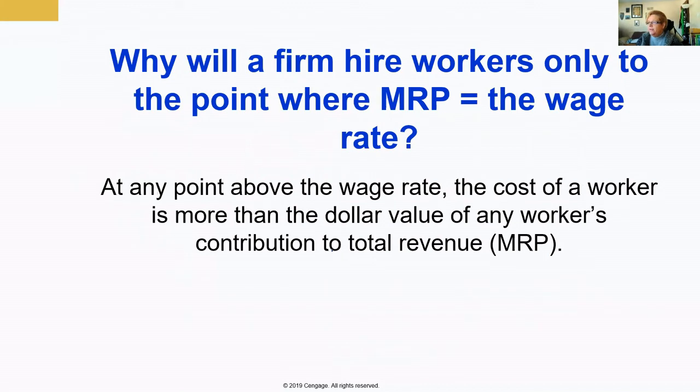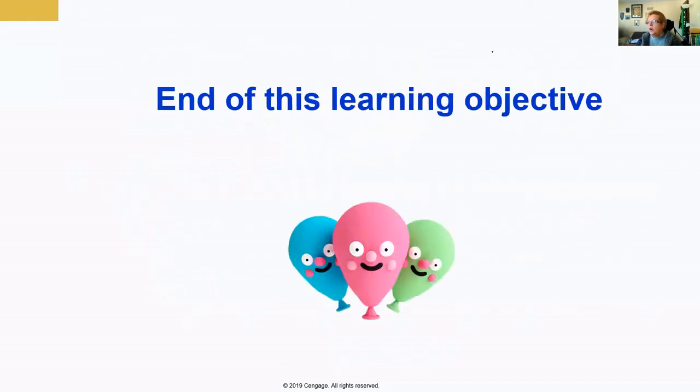Okay, why will a firm hire workers only to the point where they equal the wage rate? Well, again, cost benefit, right? So as long as the benefit of that worker outweighs the cost of having that worker, we're going to ensure that they are there. Okay, hopefully this makes sense and puts it in a little better context than just the overall bits and pieces that you get in Learning Objective 1.